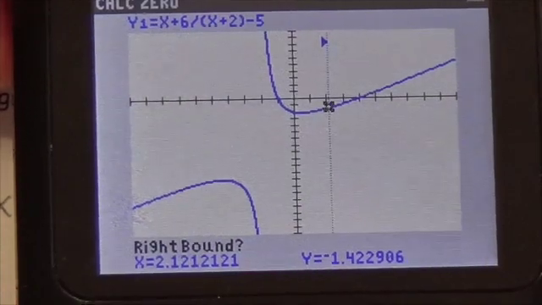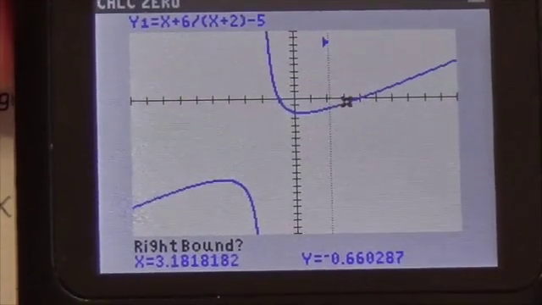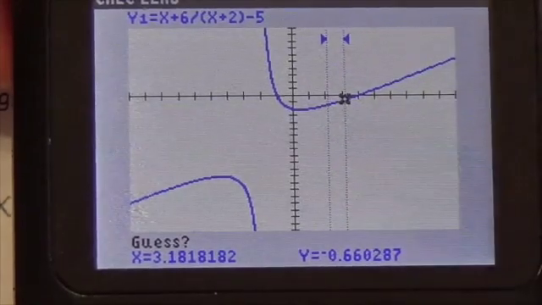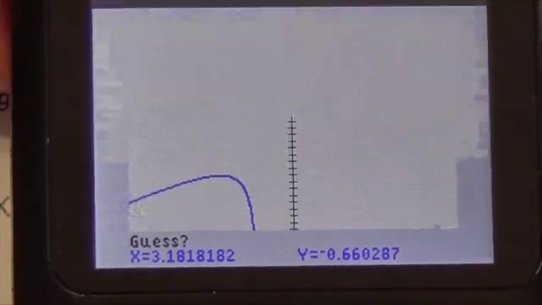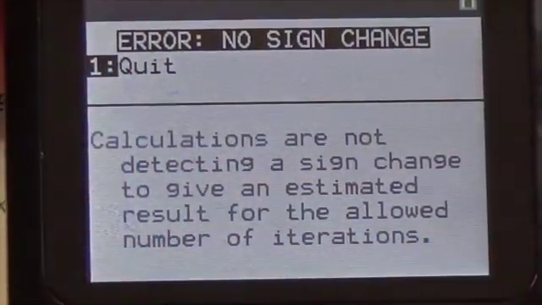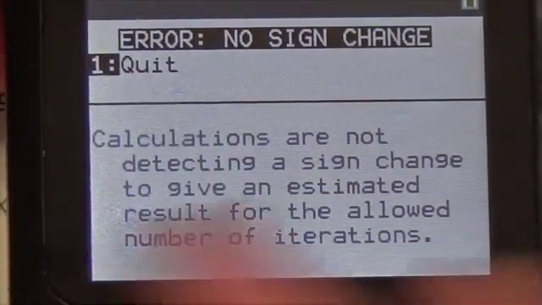If I press enter here, and then I don't go quite far enough, now my x-intercept is not in between those two. When I press enter, the calculator gives me this error, no sign change. Okay? So you need to know how to respond to this.